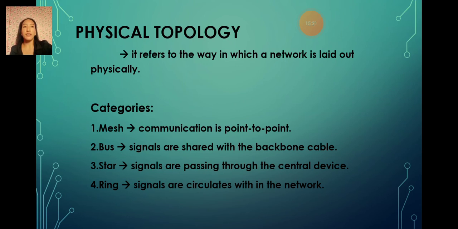Here are the four categories of topology. First is mesh. Communication is point-to-point. Mesh topology has a unique network design in which each computer on the network connects to every other. And bus topology, signals are shared with the backbone cable. In bus topology, all nodes connect to the network via a central cable. Star, signals pass through the central device. In star topology, all the computers connect with the help of a hub. And last, ring, signals circulate within the network. In ring topology, every device has exactly two neighboring devices for communication purposes.